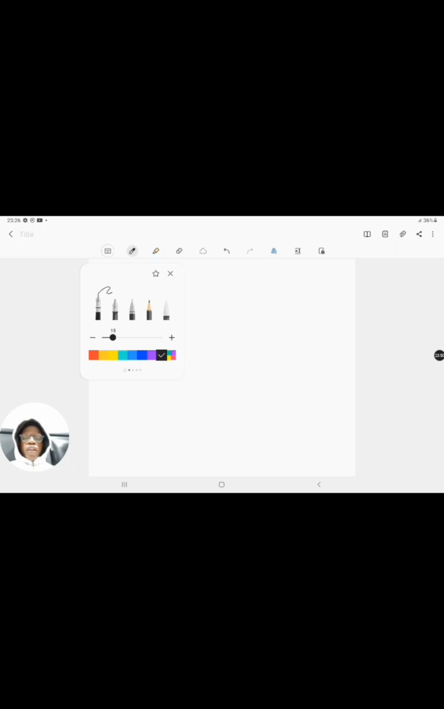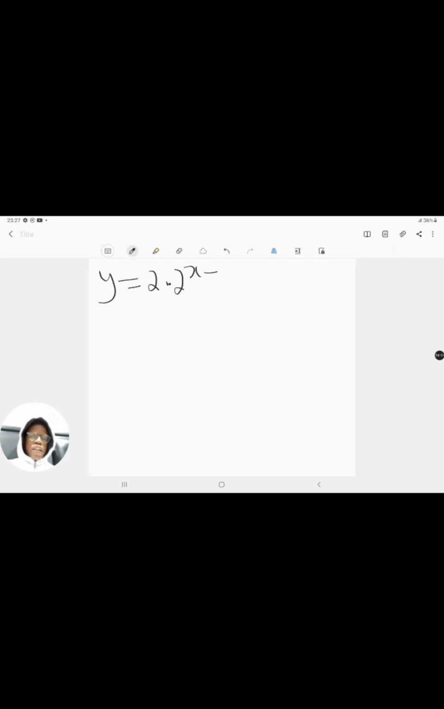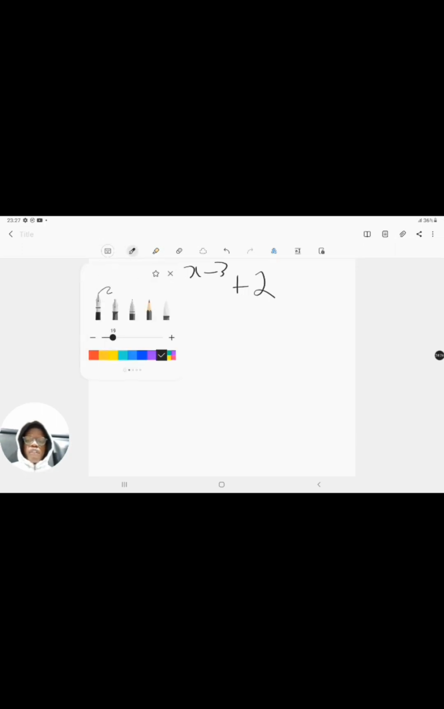Now let's quickly combine all three variations together and sum everything up so that we can see how to deal with all these variations when they're all in one equation. So let's say you've got 2 times 2 to the power of x minus 3, plus 2.